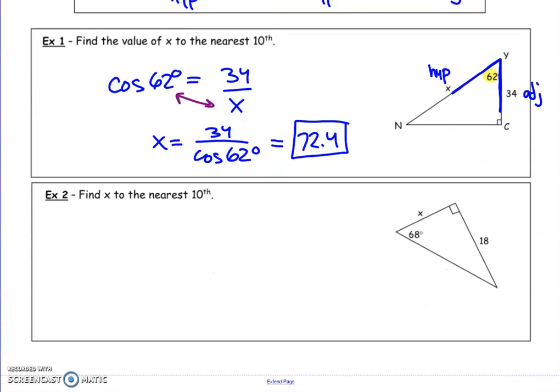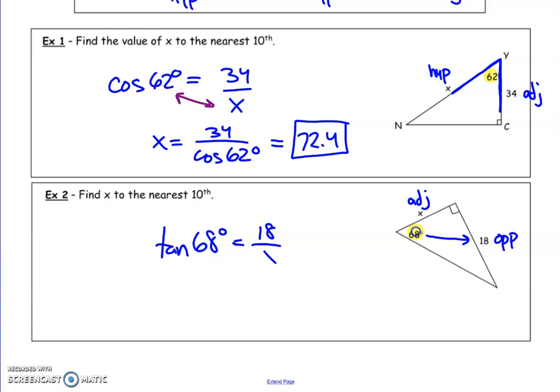Example 2, find x to the nearest tenth. Locate the angle and identify what sides you are given. So across from the angle is always the opposite. 18 is the opposite. And x is the adjacent. It's next to the angle, but it's not the hypotenuse. So now looking up above, we have adjacent and we have opposite. That indicates tangent. Tangent of the angle, 68 degrees, equals the opposite side, 18, over the adjacent side, x. When x is down low, switch and go.